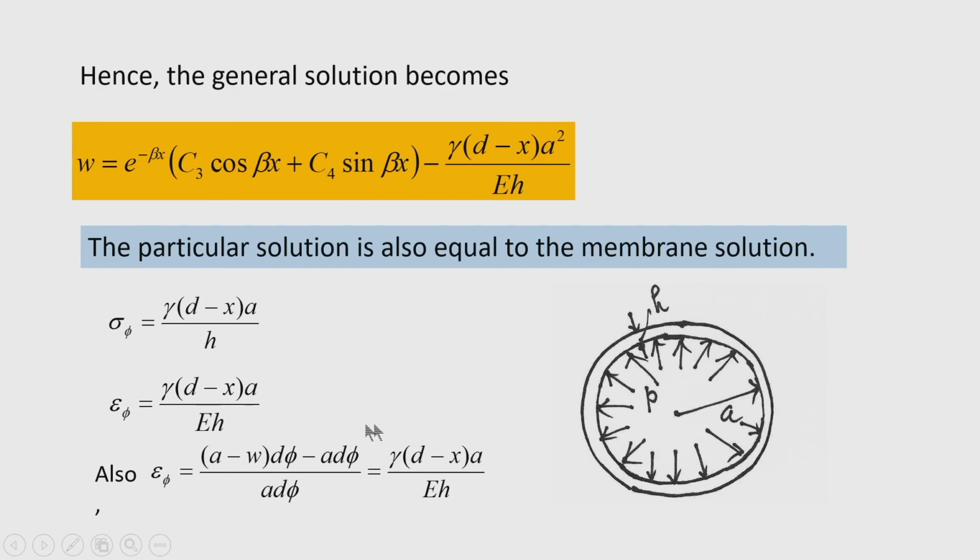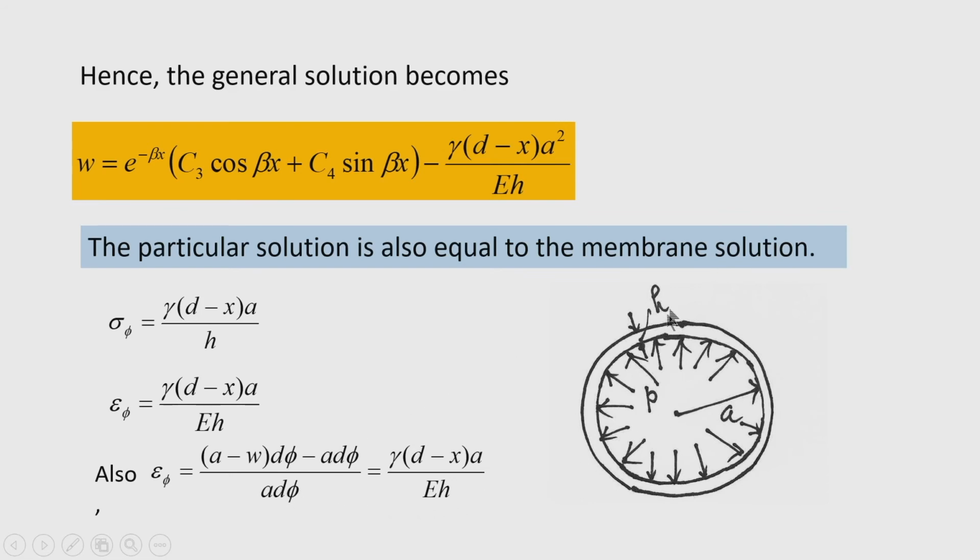At any level x, where x is measured from the bottom of the tank, the hoop stress is given by gamma into (d minus x) into a divided by h. So, hoop strain is gamma into (d minus x) into a divided by E h. Also, we can write hoop strain as the change in circumference divided by the original circumference for a small element of the shell, which subtends an angle d phi at the center.